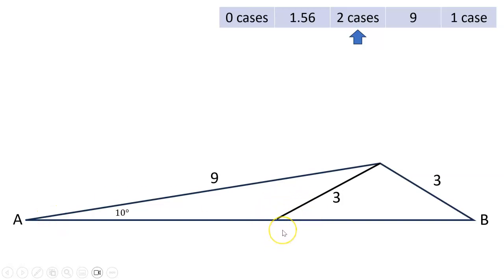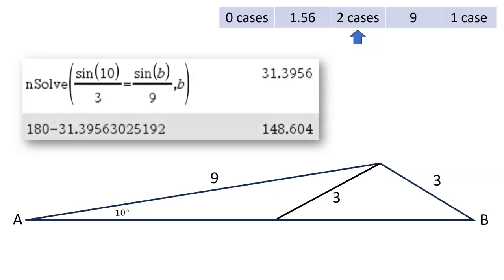But notice that in both cases 3 sits across from the 10 degrees, and this is a non-included angle of 10 degrees, and the ones that we have to check whether or not there's more than one case. So if I go ahead and do my sine rule, I can see that the angle is 31.4 degrees, which of course is this one over here. But now that I know that we're in a 2-case situation, I also take the supplementary to that, and that's what I've done here. I've gone 180 minus the previous answer, and it's 148.6.